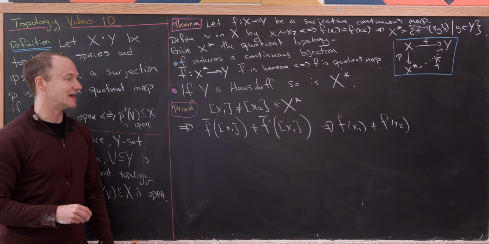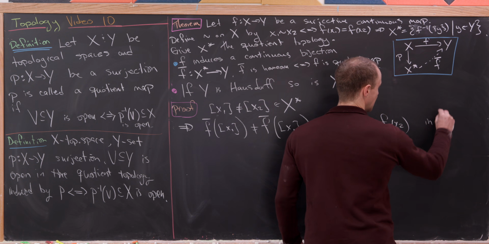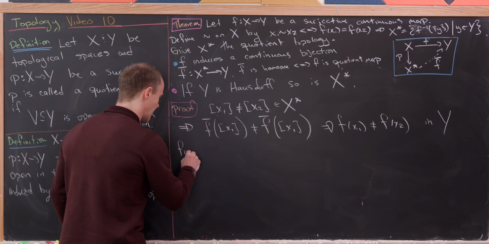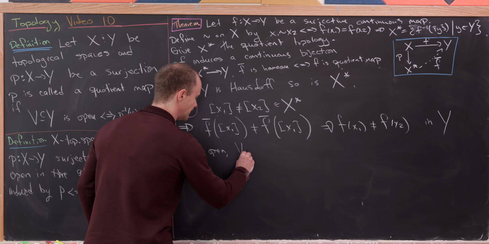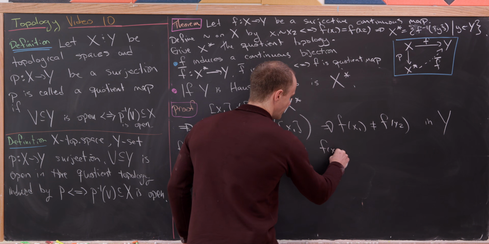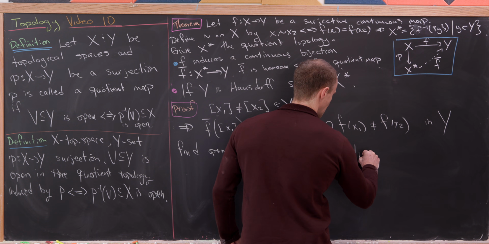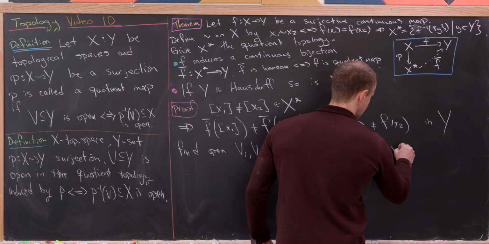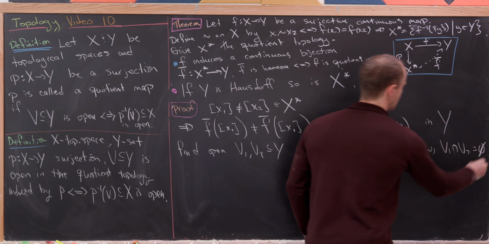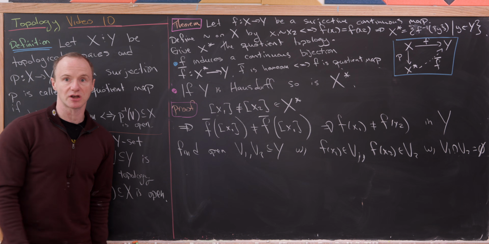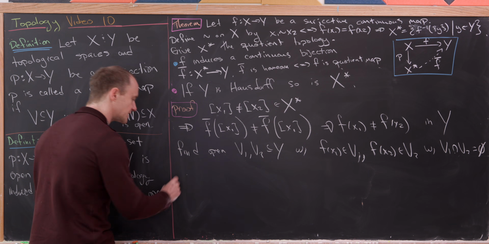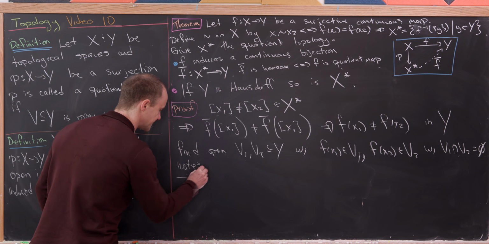And this not equality is occurring in Y. But then we can find open sets V1 and V2 inside of Y with f of x1 contained in V1, and f of x2 contained inside of V2, with the intersection being empty. That's using the Hausdorff condition on Y. Okay, but now let's note the following, which is going to pretty much finish this thing off.